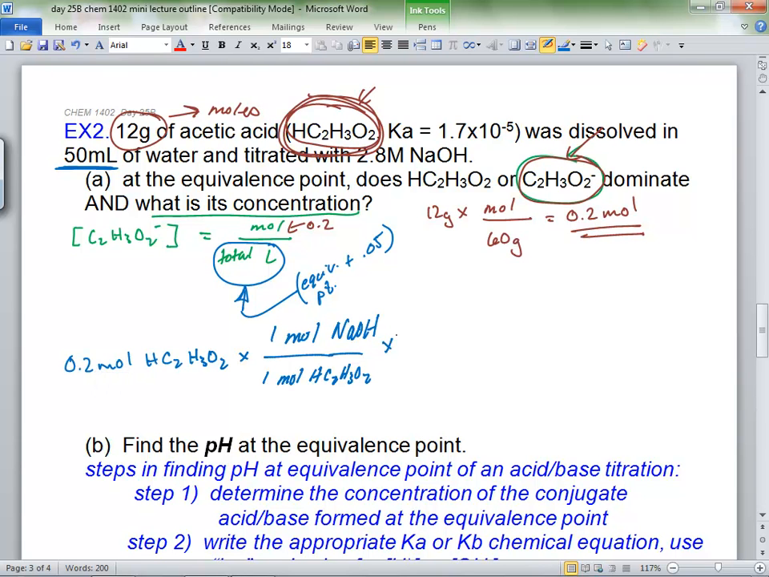Okay. Vanessa, this is where I cut Albert off. I would have let him finish. Hopefully, what would he have said? What would he have done? You could put the liters on top, over the 0.2 moles.